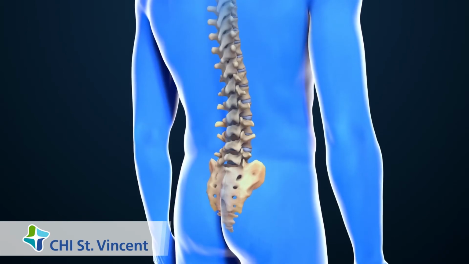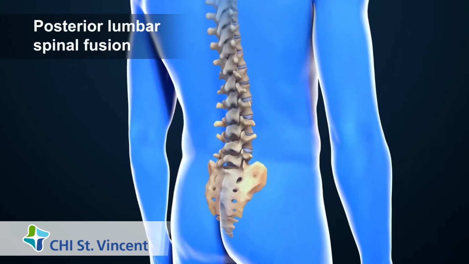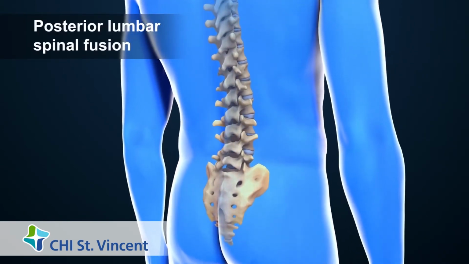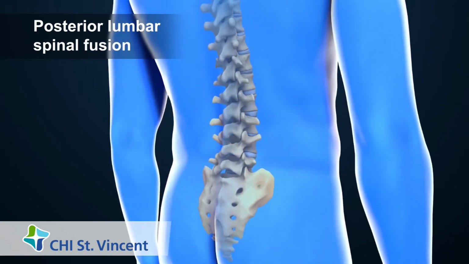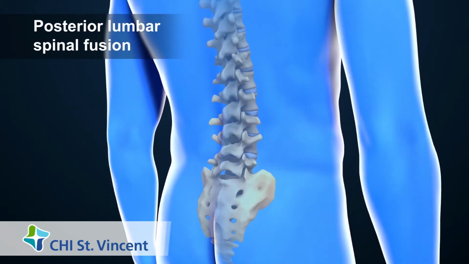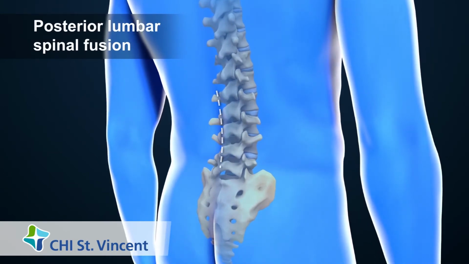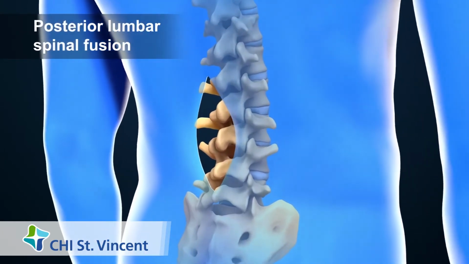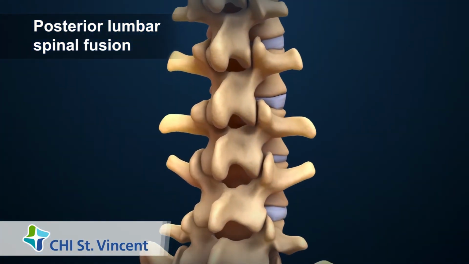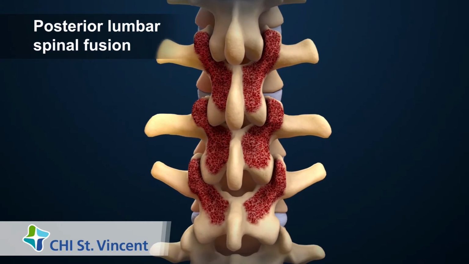A doctor may recommend a posterior lumbar spinal fusion to make the spine more stable and decrease pain due to a condition, injury, or abnormal curve. To begin, the surgeon will make an incision over the lumbar spine. The outer surfaces of the bones will be removed to prepare for fusion.